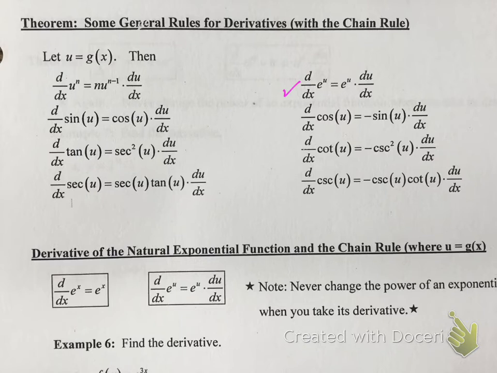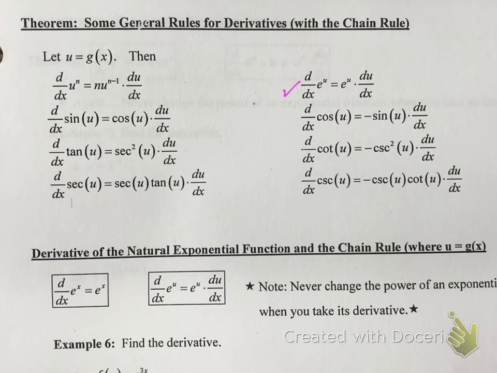If I take the derivative of cotangent u, the derivative of cotangent is negative cosecant squared u, and then I have to take the derivative of that u function. And finally, if I take the derivative of cosecant of something complicated, the derivative of cosecant is negative cosecant u cotangent u, and then I have to take the derivative of that inside function u, so that's why we got du dx. Okay?